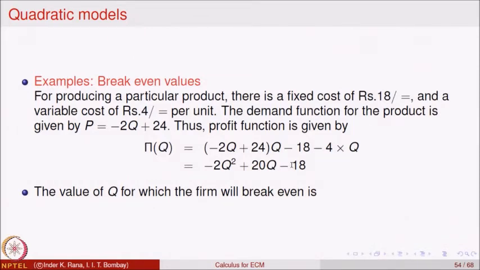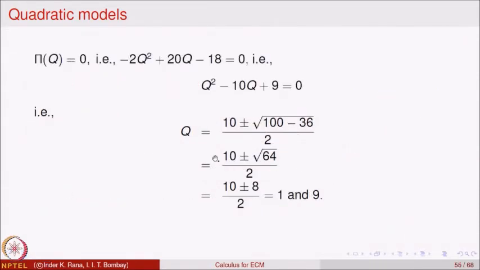So, let us find out when the company will break even. That means π(Q) is equal to 0. So, we have to find roots of this quadratic equation. To find that, we put this equation equal to 0. You simplify: Q square minus 10Q plus 9 equal to 0.